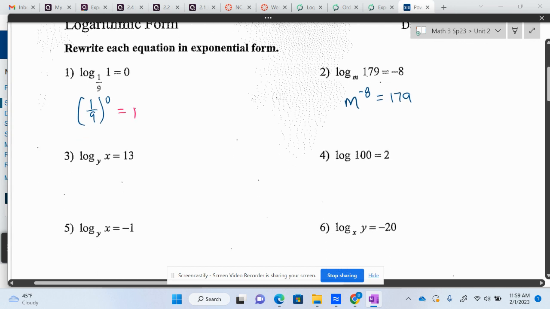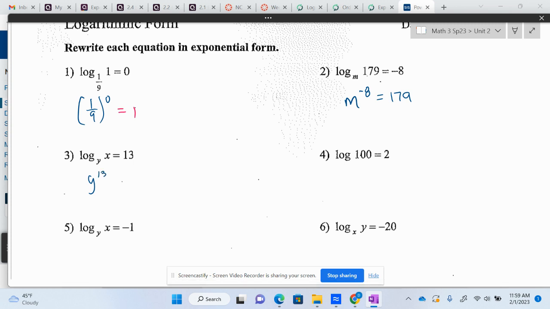Okay. Number 3, what's my base? Y. What power is y being raised to? The 13th. What's the solution? What's my base? When there's no base, what is it? 10. Base 10, yeah. 10 to the power of 2 equals 100.